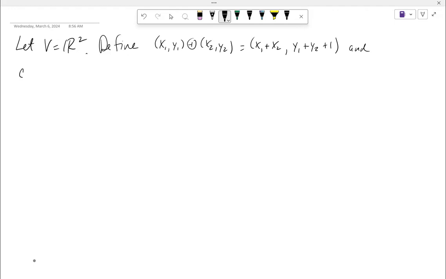And we'll define scalar multiplication for any vector (x, y). It'll be normal in the first component, but in the second component, we'll multiply c times y, but we'll add c and subtract 1.